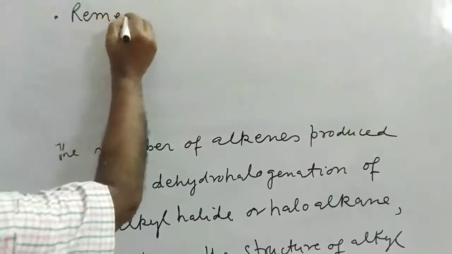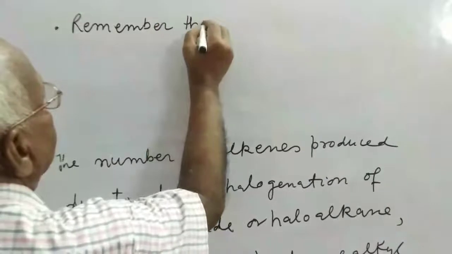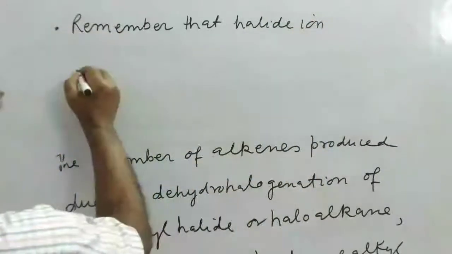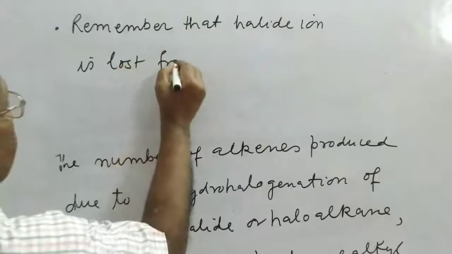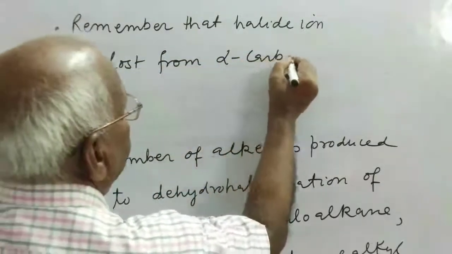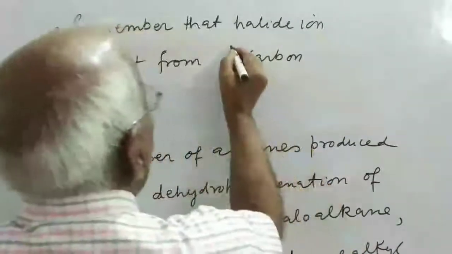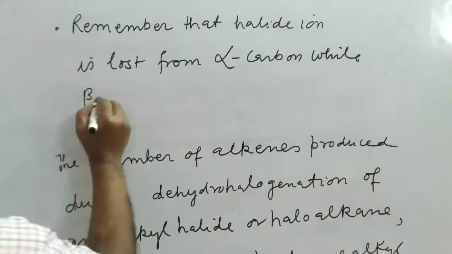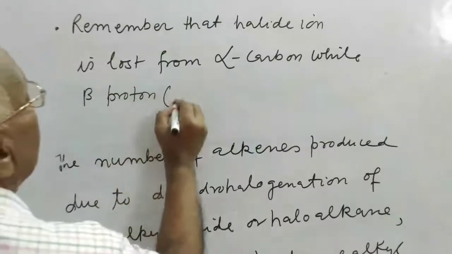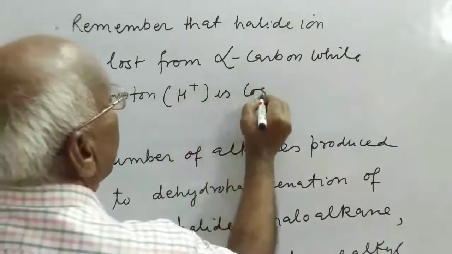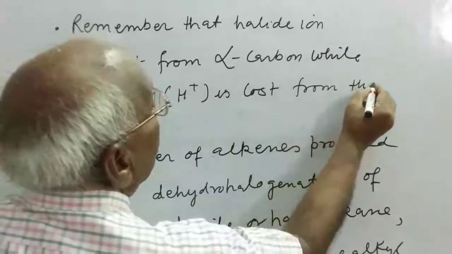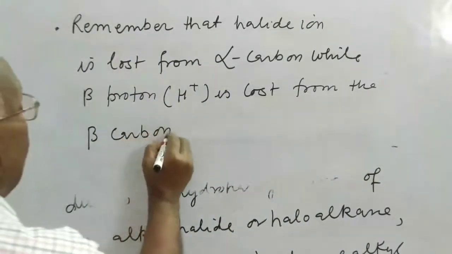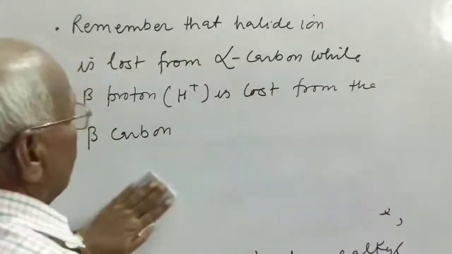Remember that halide ion is lost from the alpha carbon, while beta proton, that is H plus, is lost from the beta carbon, not one by one but simultaneously.